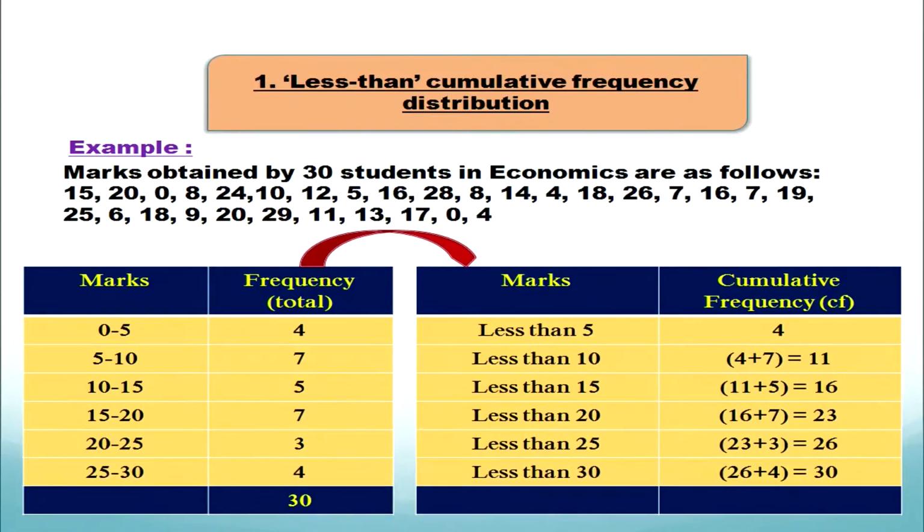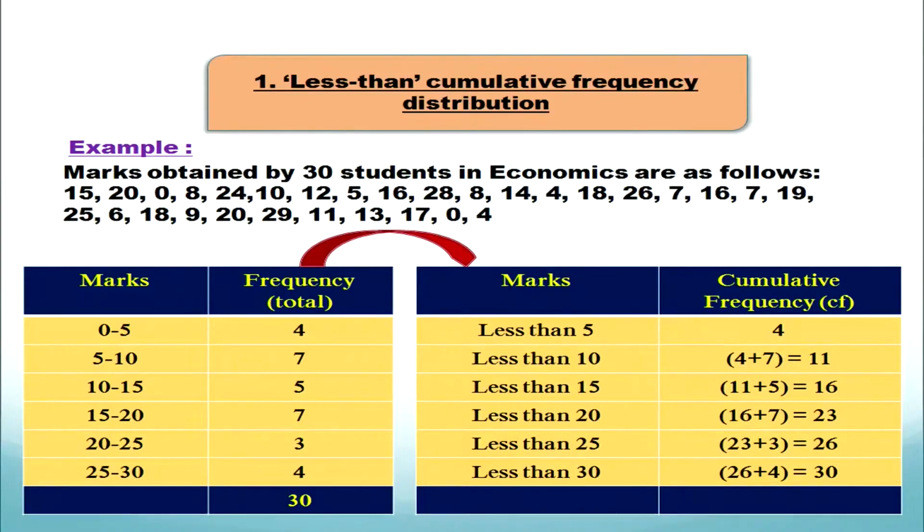Now, less than 20. Less than 20 means all those students who have secured marks less than 20. That means either I can do 4 plus 7 plus 5 plus 7, or I can easily add to the previous 16, 16 plus 7, 23, right. In this way, we can construct cumulative frequency. So, we now know we can construct cumulative frequency as 4, 4 plus 7, 11.